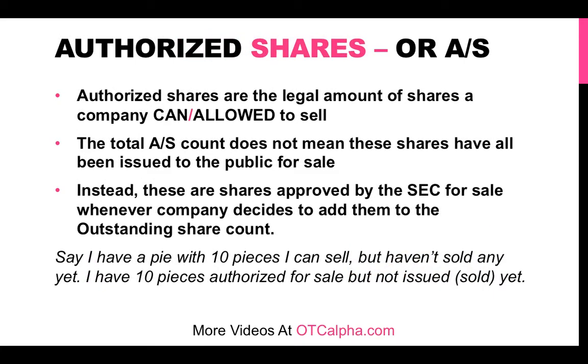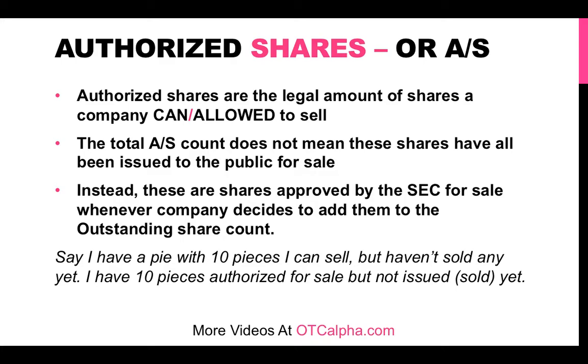Okay, let's start out with authorized shares, or the AS. Authorized shares are a legal amount of shares a company can and is allowed to sell. So when the company files with the SEC, these are the shares they're given that they can sell, and it doesn't mean they have sold them yet. The total AS count does not mean these shares have all been issued to the public for sale. Just reminding you once again, the authorized shares are shares they are authorized to sell, but it doesn't necessarily mean they have sold them to the public yet. Instead, these are shares approved by the SEC for sale whenever the company decides to add them to the outstanding share count.